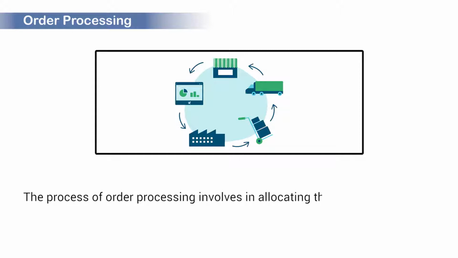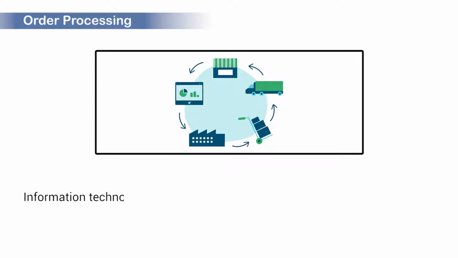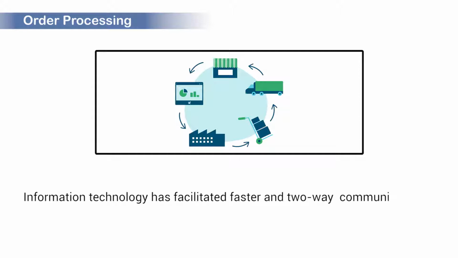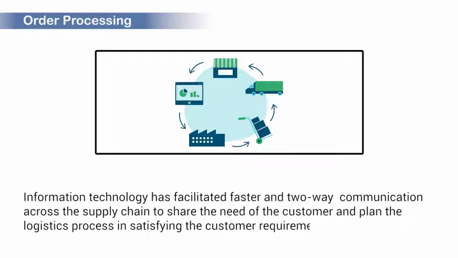Order processing. The process of order processing involves allocating the inventory and or the planned manufacturing to meet the customer requirement. Information technology has facilitated faster and two-way communication across the supply chain to share the need of the customers and plan the logistics process in satisfying the customer requirement.